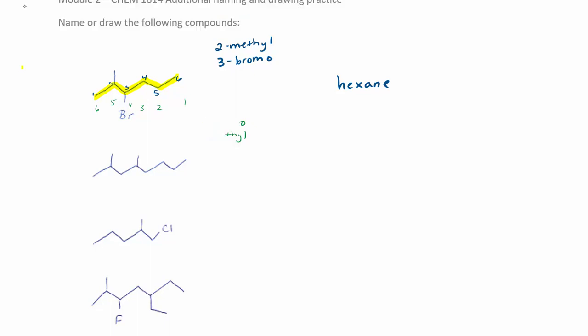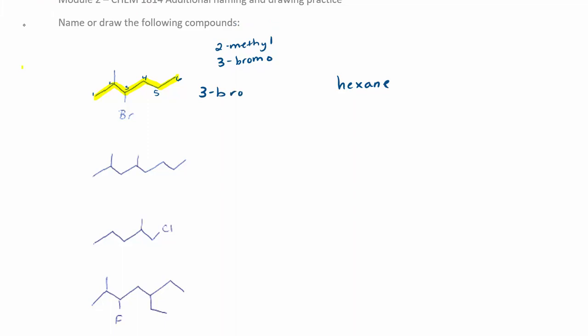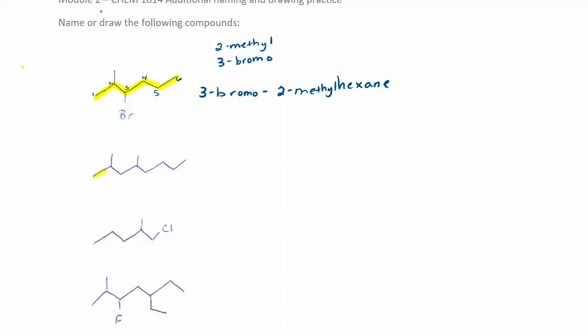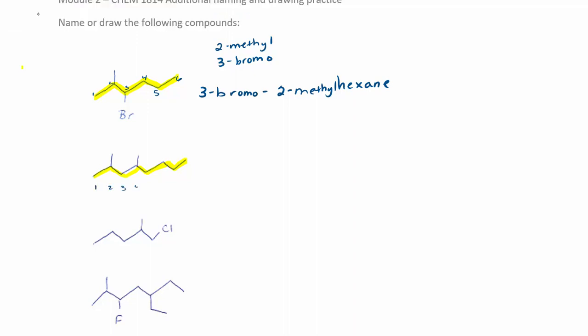So 2-methyl, 3-bromo, but how do we order that in order to name it? Well, this is where we use our alphabetical order. So this would be 3-bromo-2-methylhexane. Now for the next one, again, I'm going to find my longest carbon chain that contains my functional groups or substituents. And in this case, it looks like I have 8, but let's count that. 1, 2, 3, 4, 5, 6, 7, 8.